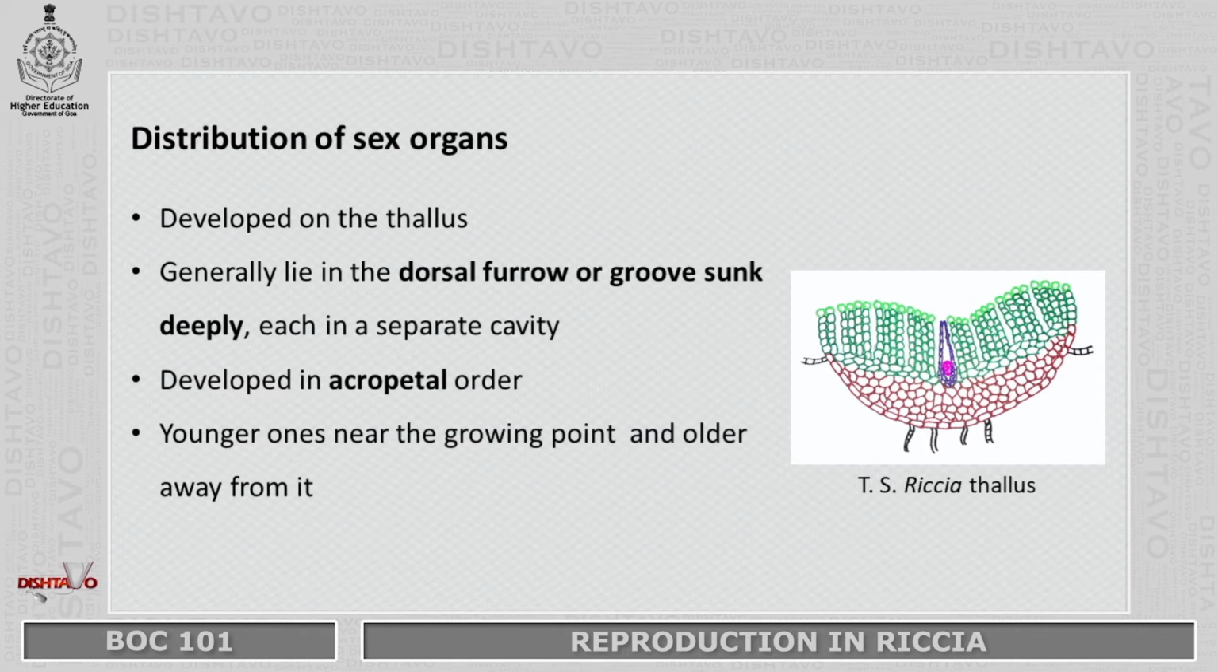Let us study in detail the distribution first. The sex organs, that is the antheridia and the archegonia, are developed on the thallus. They generally lie in the dorsal furrow or groove, sunk deeply, each in a separate cavity. These are developed in acropetal order, that is, the younger ones will be near the growing point and the older will be away from it.